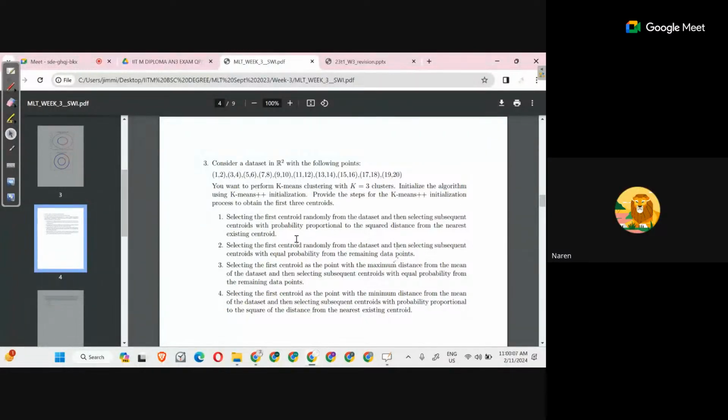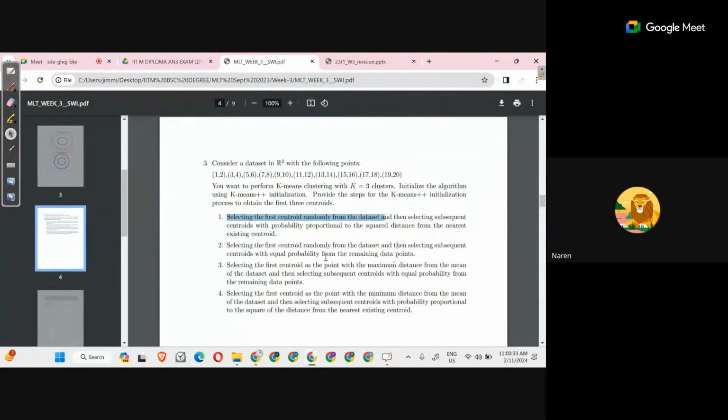Selecting the first centroid: randomly select one point, sir. Okay, so the option says select the first centroid randomly from the data set. I think options 2, 3 and 4. First option, sir: selecting the first centroid randomly from the data set. Okay. So this one is true.